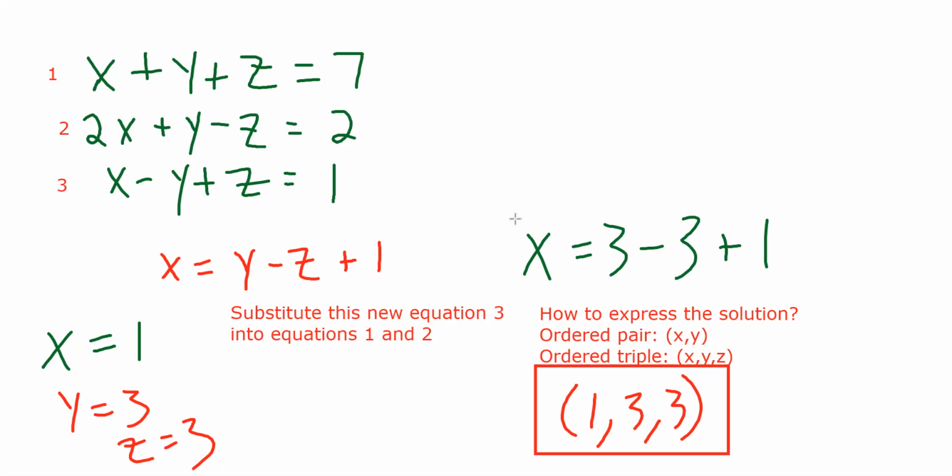So we can solve a system with 3 equations and 3 variables. You just kind of have to sit and think about it and work your way through it slowly, and it'll just kind of unravel in front of you.